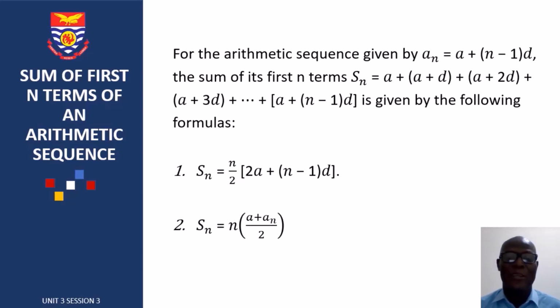And the second one is S subscript n is equal to n multiplying (A plus A subscript n) all over 2. And the second one is used if the last term, that is A subscript n, is known.